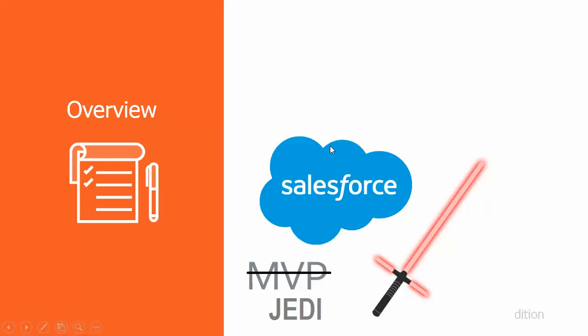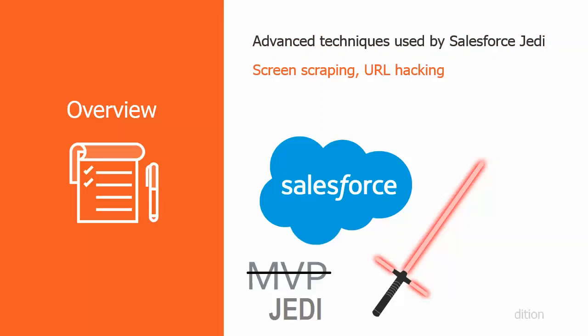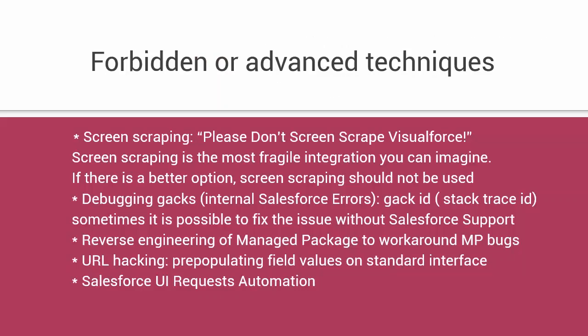First of all, let's talk about what it means to be a Jedi and which techniques it might involve. It might be screen scraping, URL hacking, debugging gags and reverse engineering, and something similar to or related to one of those items. So let's talk about some of the most common forbidden or advanced techniques. One technique is called screen scraping.